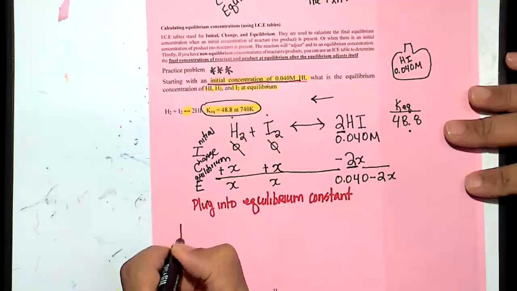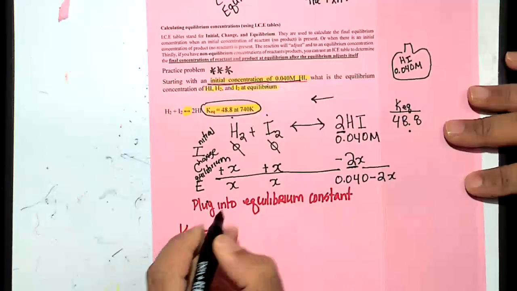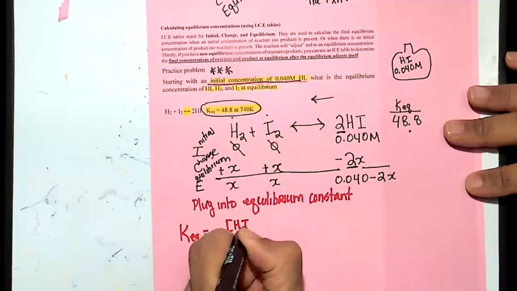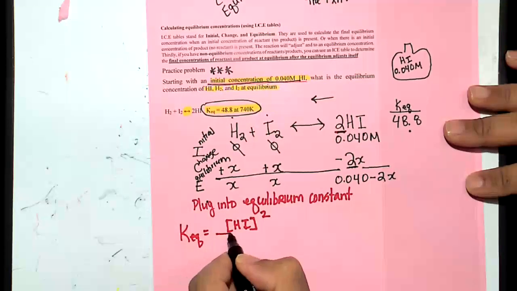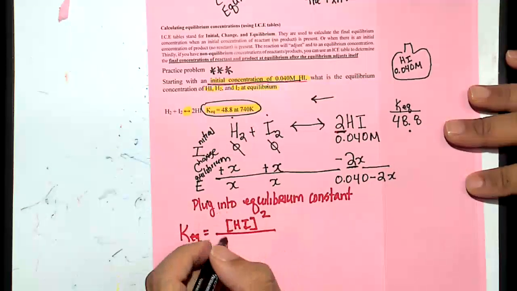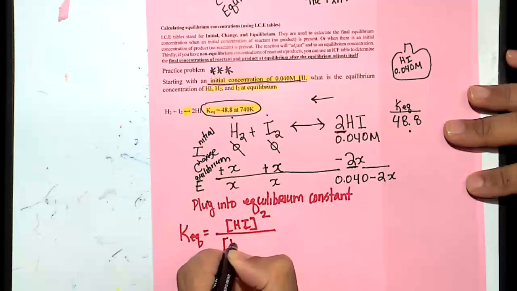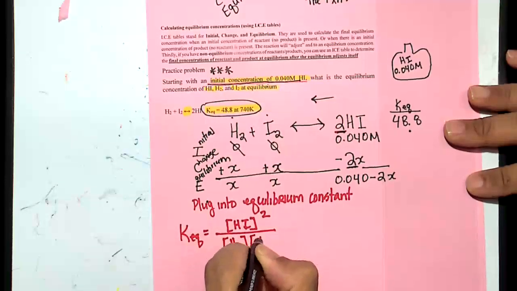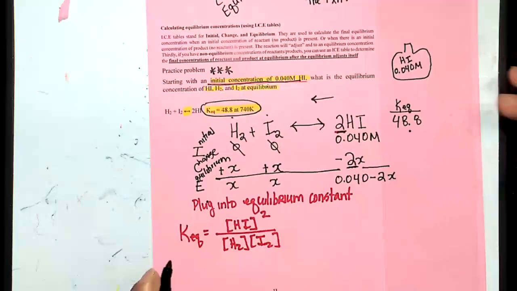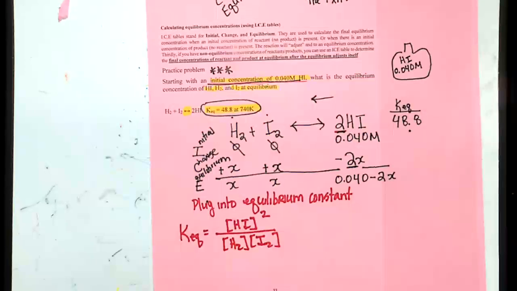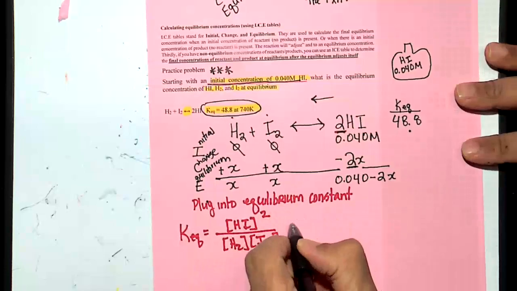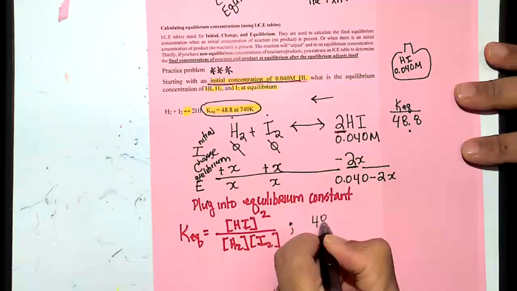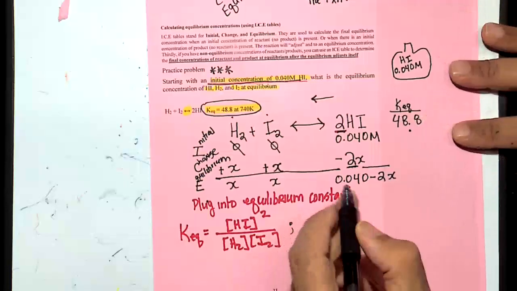What is our equilibrium constant? Okay, HI. What should we do with that HI? You agree we have to square it? Products over reactants, divided by H2, divided by I2. Okay, so now we're going to plug everything in. Keq is 48.8. This is given to us.